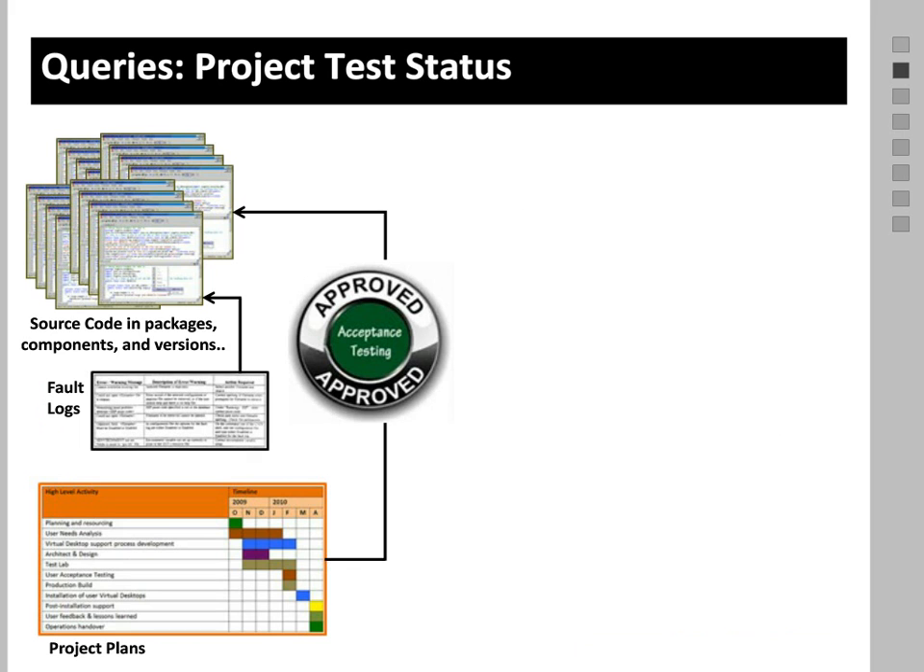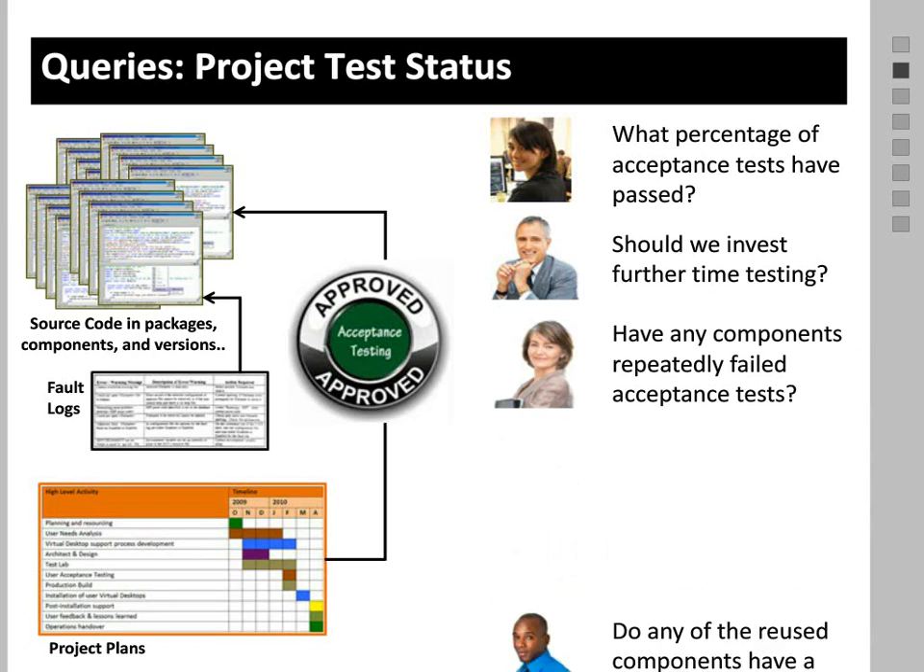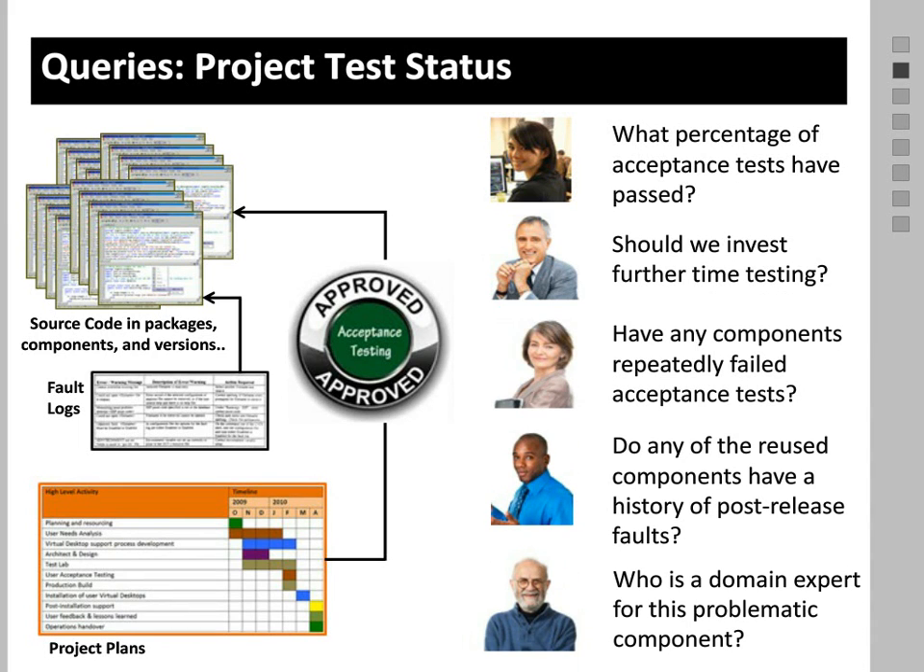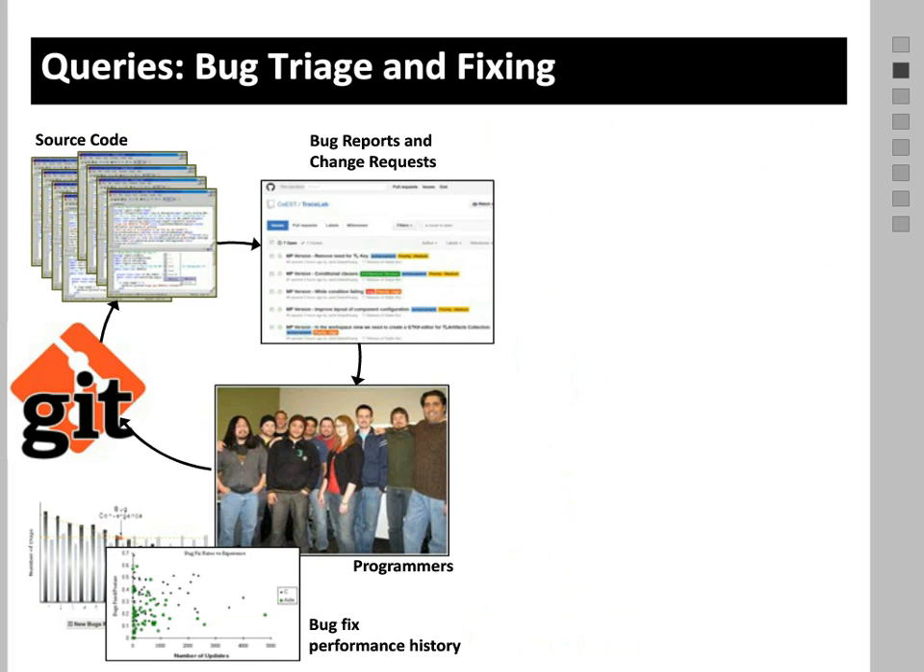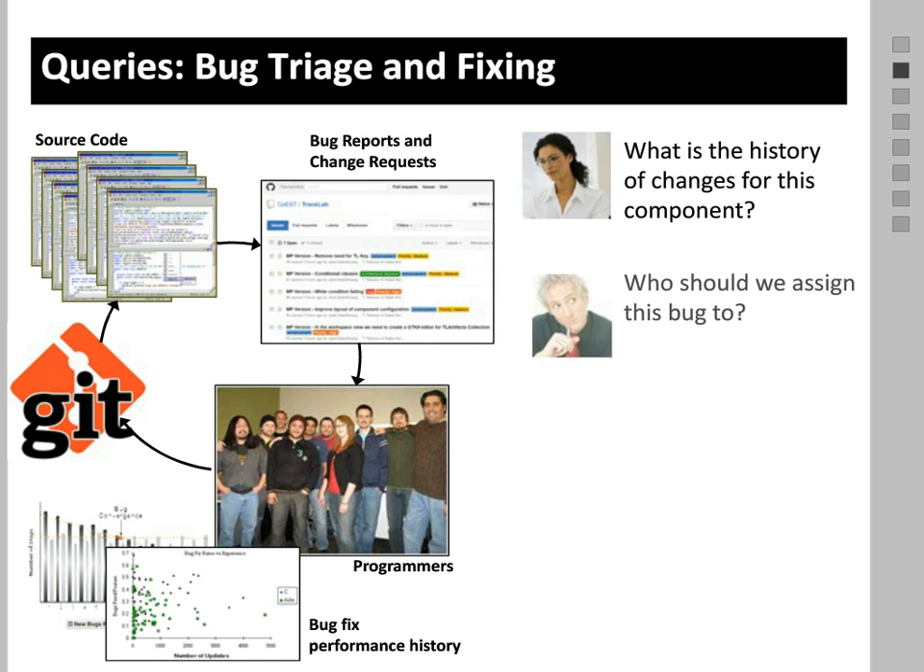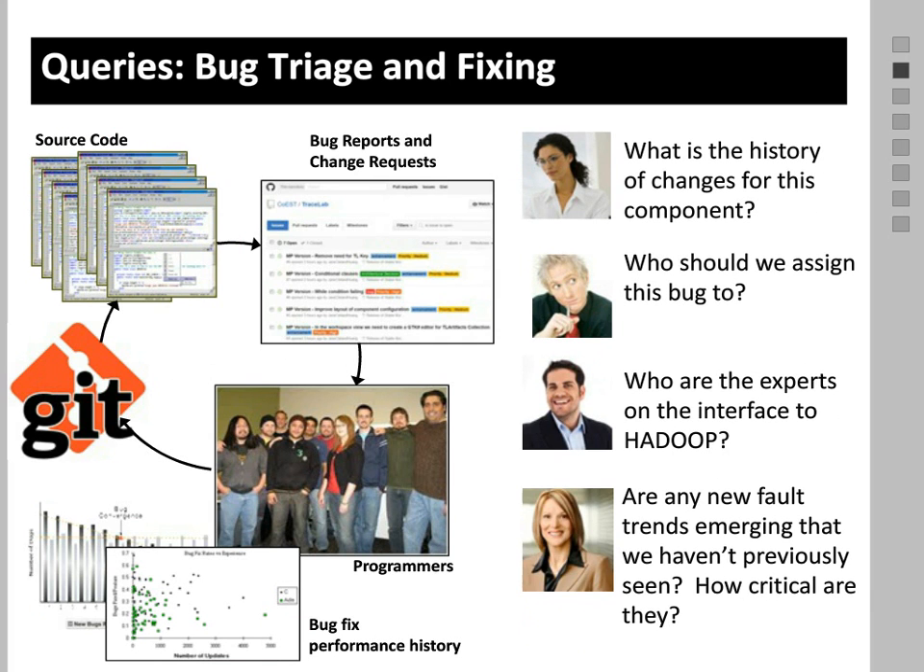In the area of project test status, we could ask basic questions, which we can probably answer today. What percentage of acceptance tests have passed? We also want to ask more analytical questions, like should we invest further time testing? Do any of the reused components have histories of post-release defects? And such questions. In another area, bug triage and fixing, we might want to ask questions such as what's the history of changes for this component, or a more analytical question, like who should we assign this bug to?